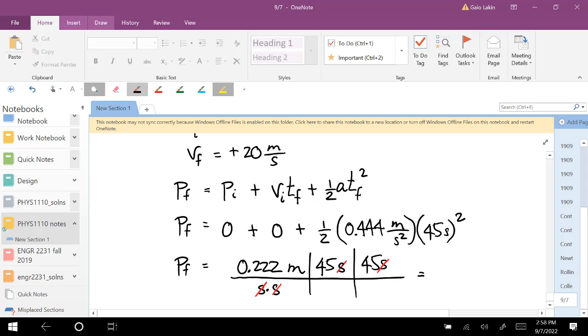And can someone multiply this out? 0.222 times 45 times 45. 449.55, and that's meters. And that answer is positive, so this says that the boat has gone 449.55 meters in the positive direction since it started. And it makes sense that it went in the positive direction because positive we chose as the direction of motion.